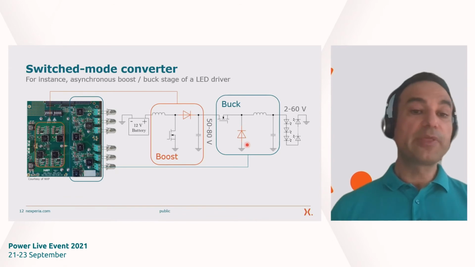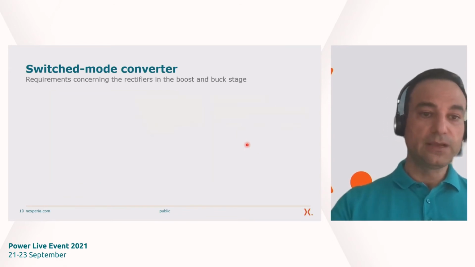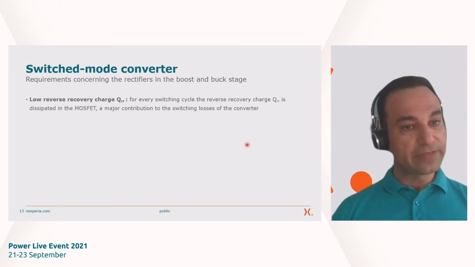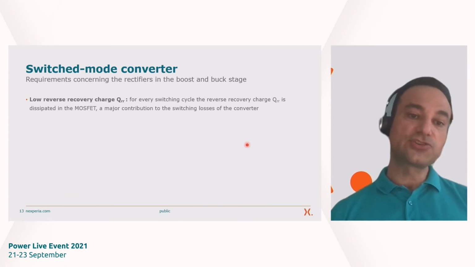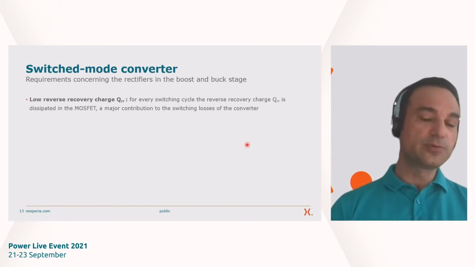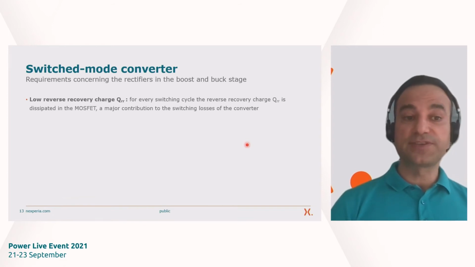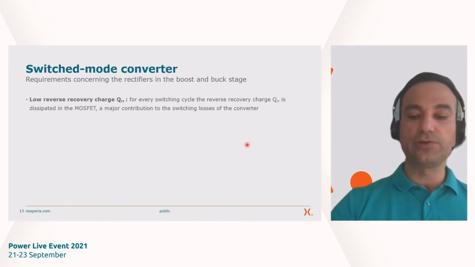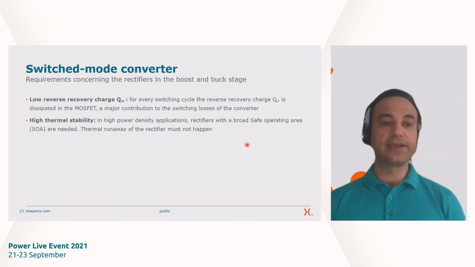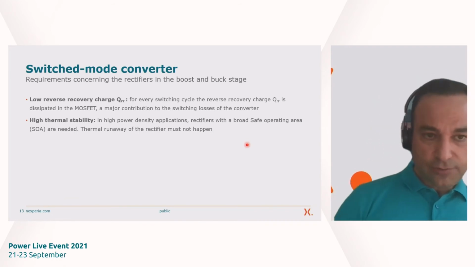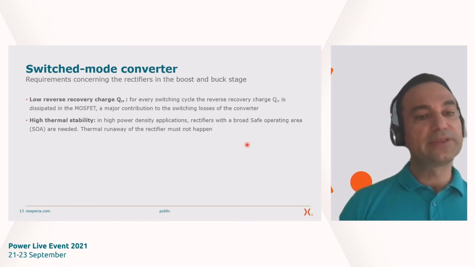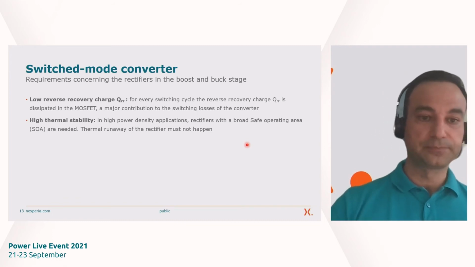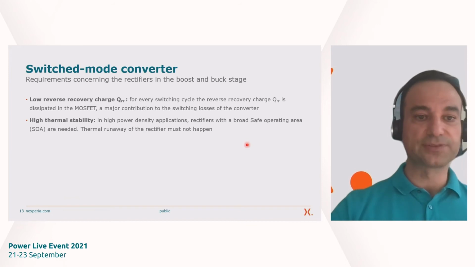So the question is, what are the requirements here? First of all, you need a low QRR. QRR is the stored charge within the device, and this charge needs to be dissipated, needs to be removed, and this is causing losses in the MOSFET and also within the diode itself. So we need technologies with a low QRR. The next point is a high thermal stability. LED drivers are also kind of high power density applications. That means we need devices with a wide safe operating area. Again, important for automotive applications.